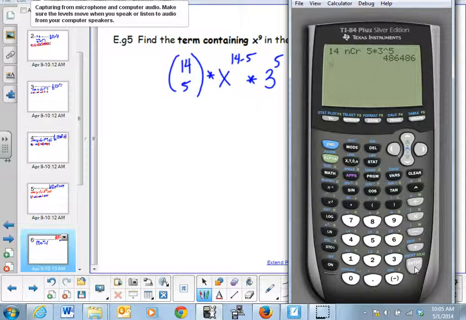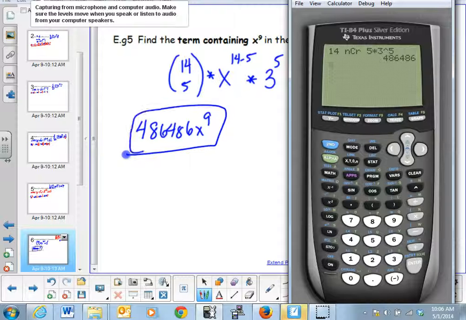Yikes. I'm really happy I didn't have to expand that, especially by hand. The coefficient is 486, and then x to the 9th. That'll be that term. Somewhere in that huge binomial that I luckily didn't have to expand, that would have been the term they were looking for.